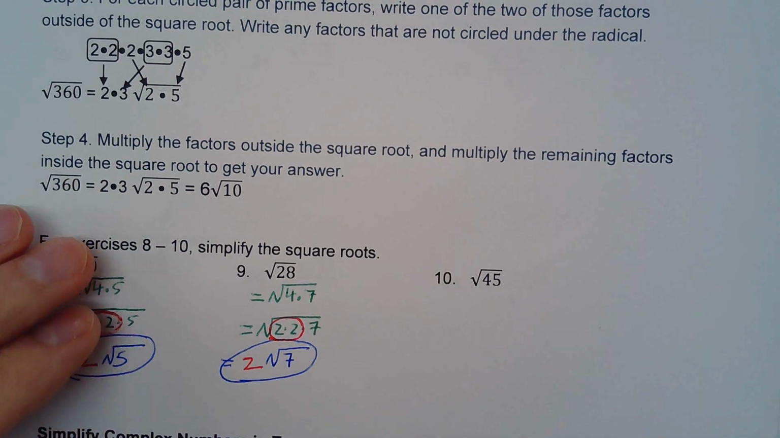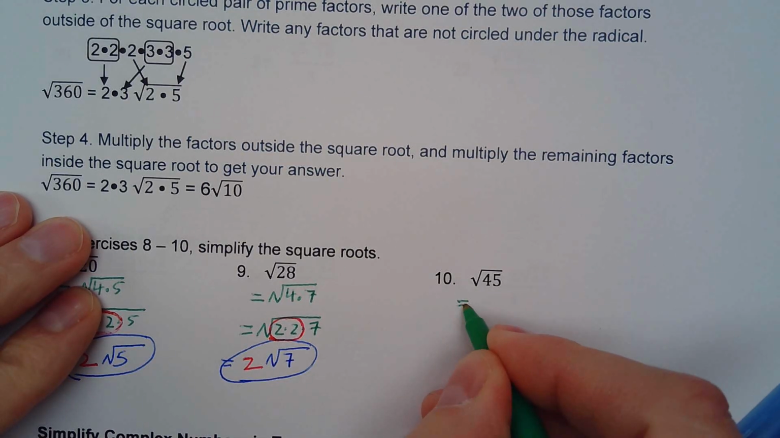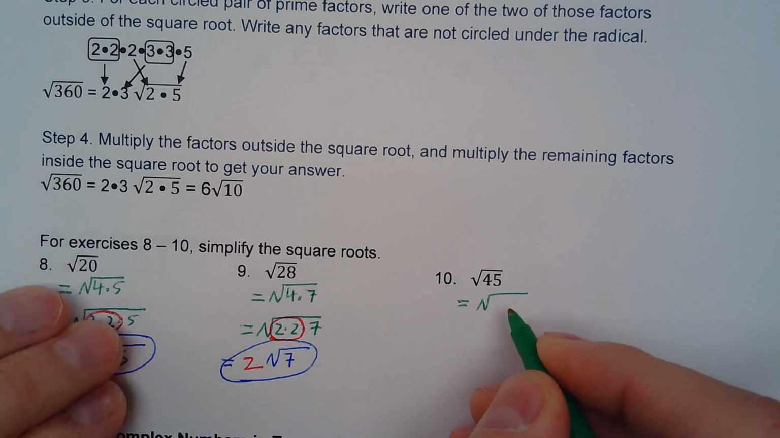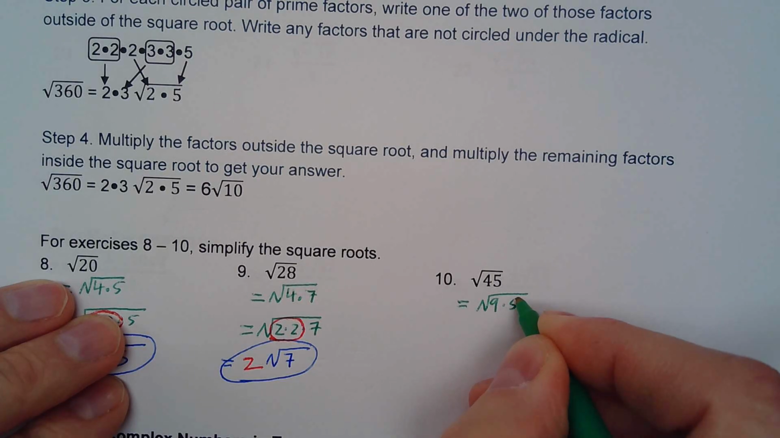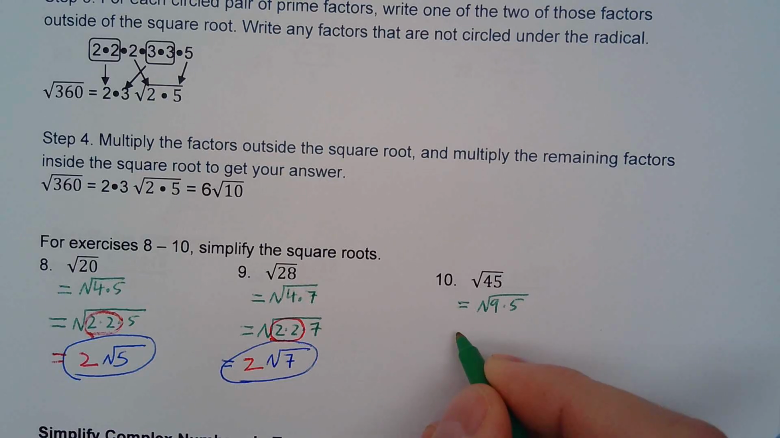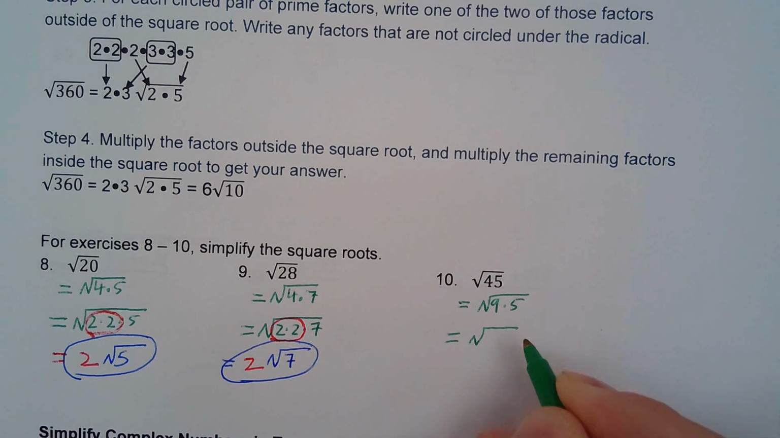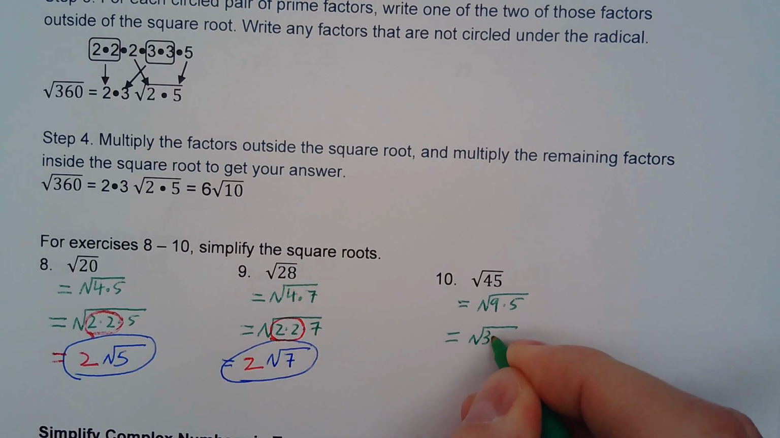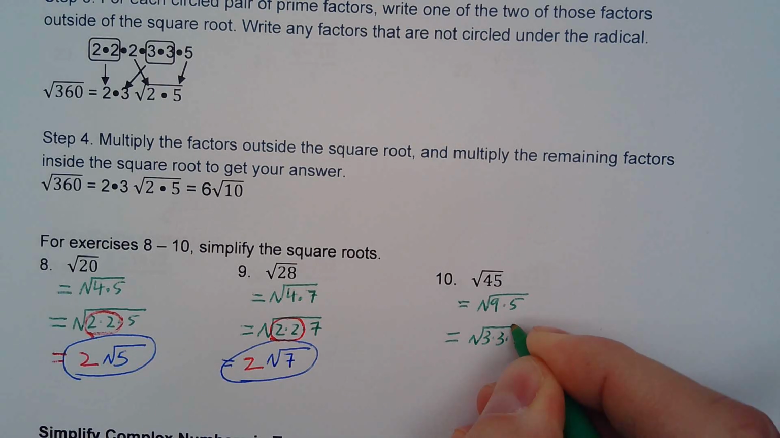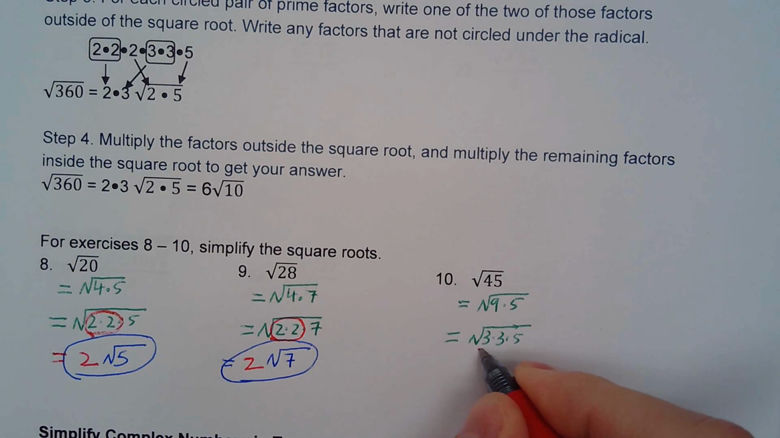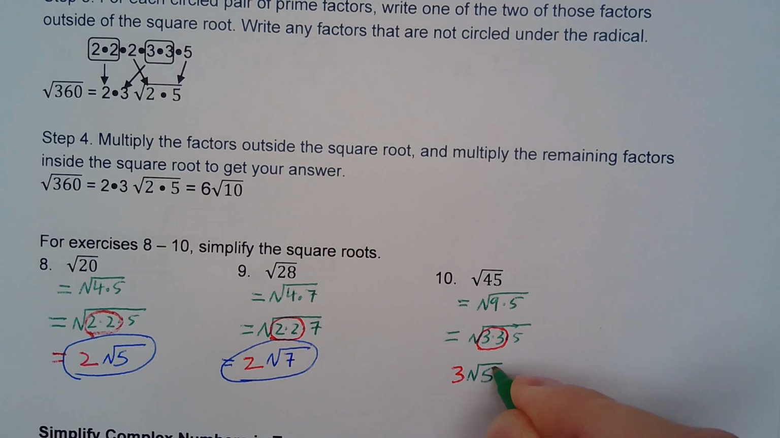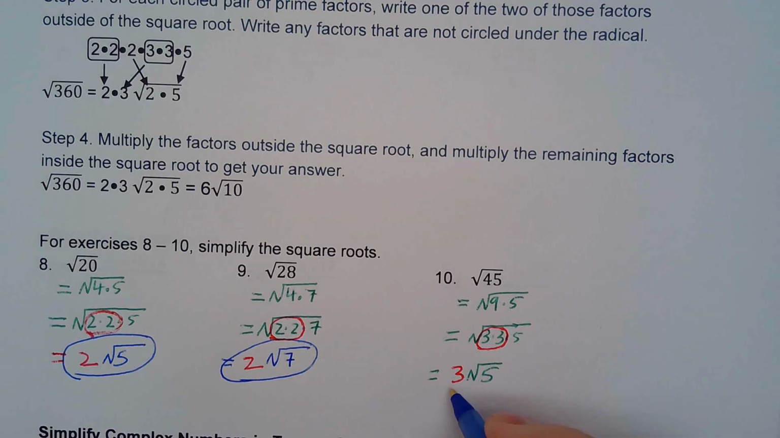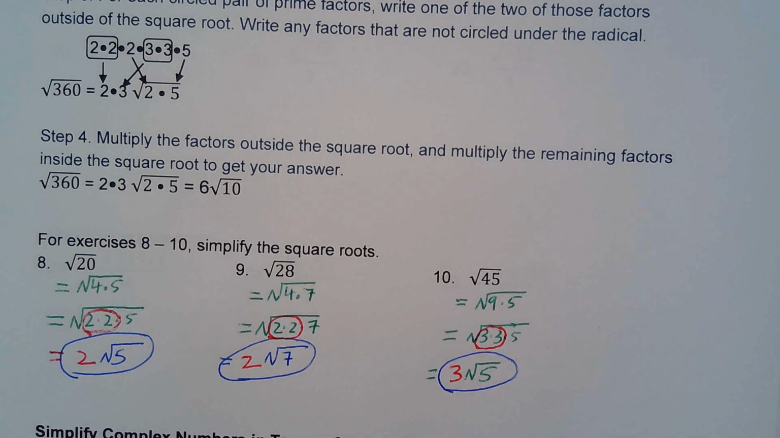So let's do 45. Well, that's 9 times 5. And 9 we can break down into 3 times 3. So I have a pair of 3's. So I'm going to put my 3 out in front. 5 is my leftover, so that's going to go underneath the square root. And that will be our answer.